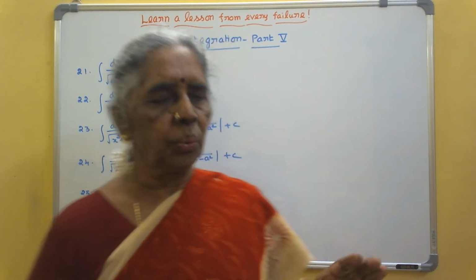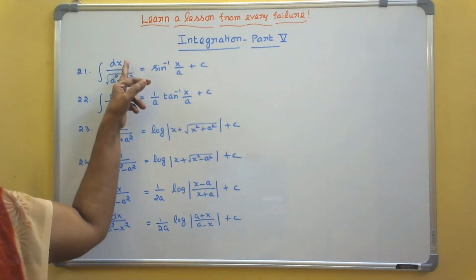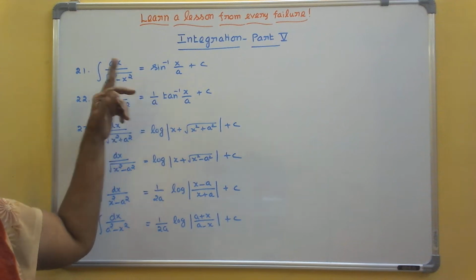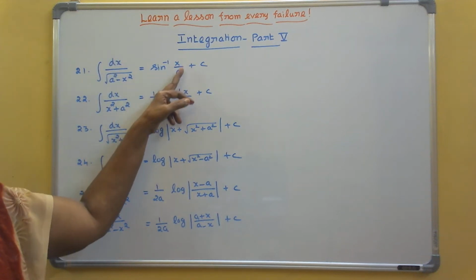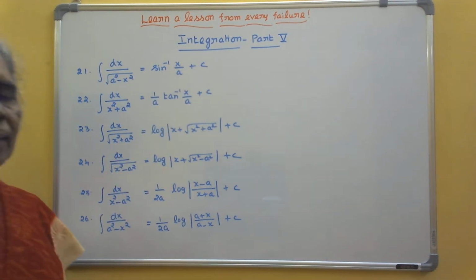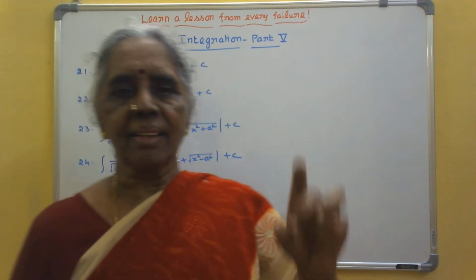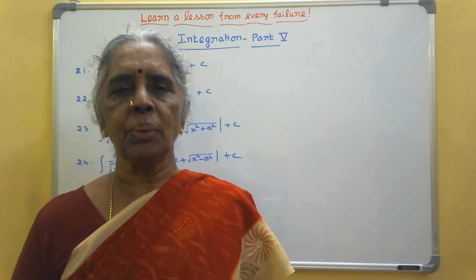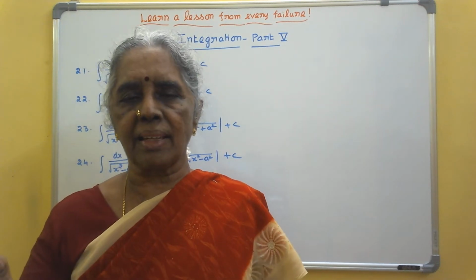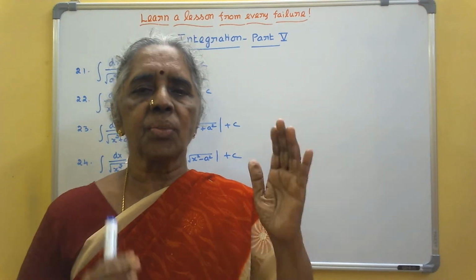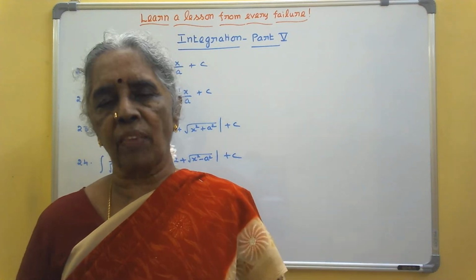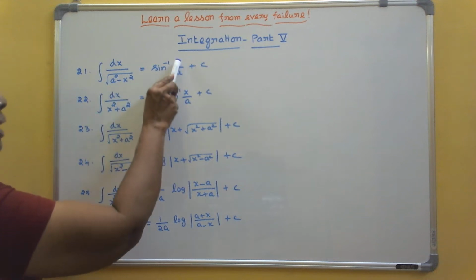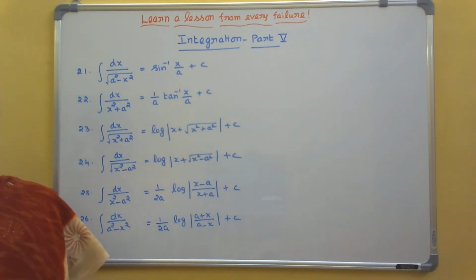Okay. So 21: integral dx by root of a squared minus x squared is equal to sin inverse x by a plus c. You remember integral dx by root of 1 minus x squared is equal to sin inverse x plus c. That you have studied as a straight reverse formula of differentiation. Here instead of 1 you have an a squared. So here you get x by a.